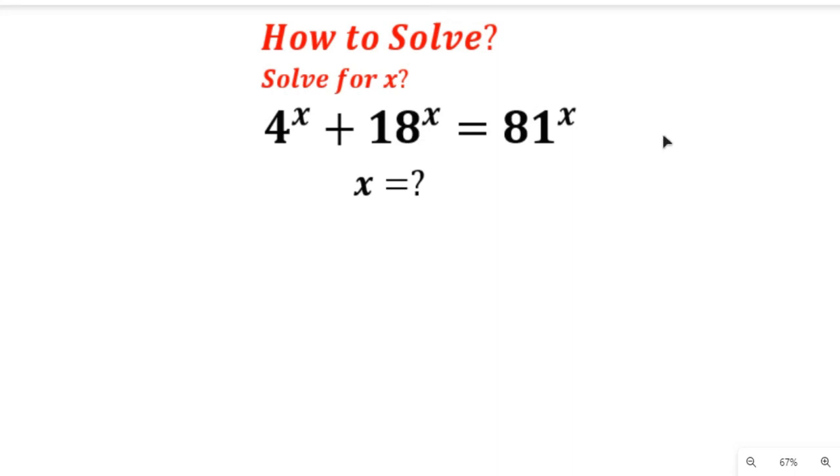In today's tutorial, we're going to solve for x in 4 to the power of x plus 18 to the power of x equal to 81 to the power of x. We're going to learn how to solve this equation.